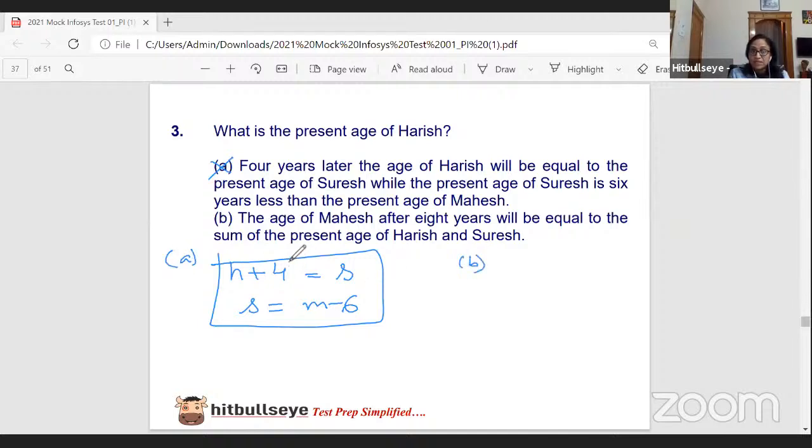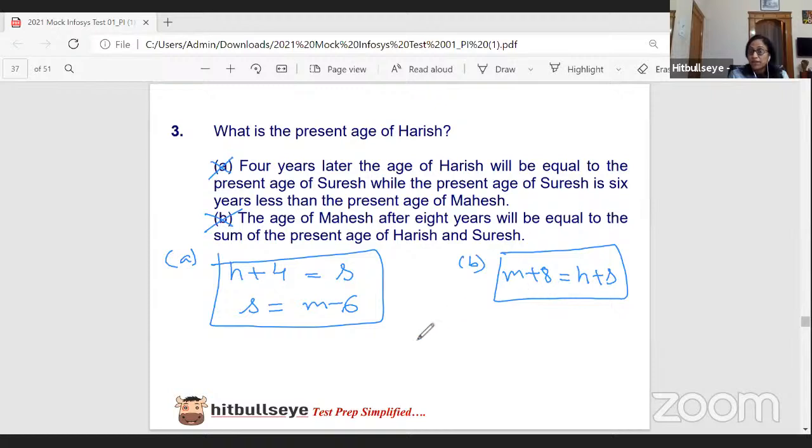B tells me that the age of Mahesh after 8 years, so M plus 8, will be equal to the sum of the present ages of Harish and Suresh. So this will be equal to H plus S. That's the only information given by statement B. Does it still help me to find the value of H? Of course not. I just can say that yes, H is M plus 8 minus S, but I don't know what is M, I don't know what is S, so I can't solve it. B alone is also not working.